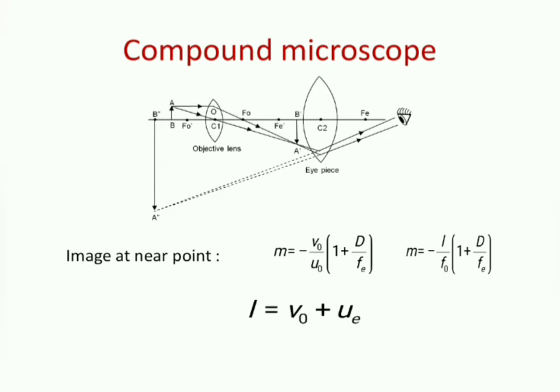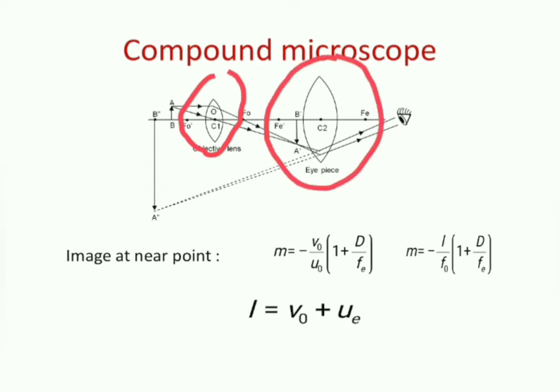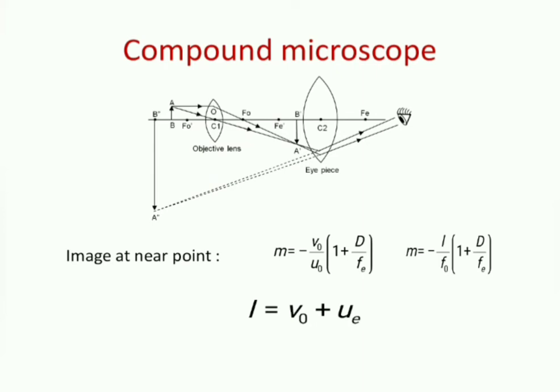So coming to a compound microscope, here I have shown you the image which is formed at near point, that is 25 centimeter. What does a compound microscope contain? It consists of two lenses, two convex lenses. The first one is of smaller aperture and smaller focal length. Second one is of larger aperture and smaller focal length to have a better magnification. And we know that the image formed by the objective lens is real, inverted and magnified. And that becomes object for the second lens, and final image is much more magnified. So the total magnification is product of magnifications of the two lenses.